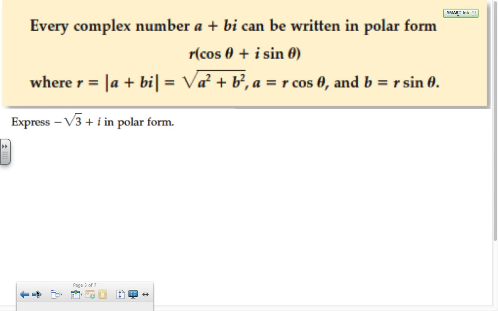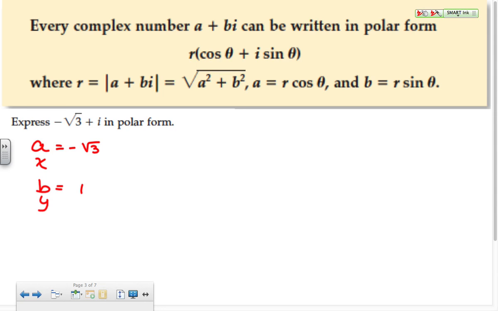So we're going to take this problem right here, and we're going to express it in polar form. The very first thing we need to realize is that we have a's and b's. My a here is negative square root of 3. This can also be associated with x if you think of it that way. B is 1, the number in front of i. If you remember all of these pieces from when we were doing the trig formula.